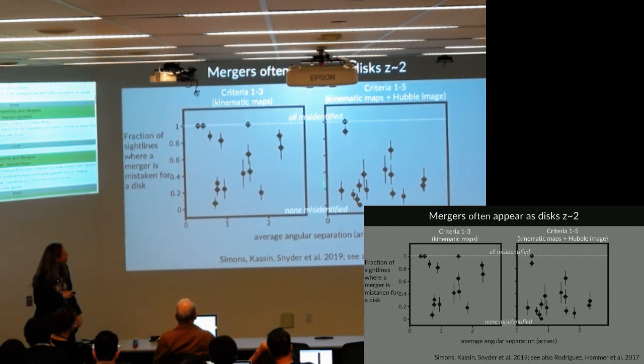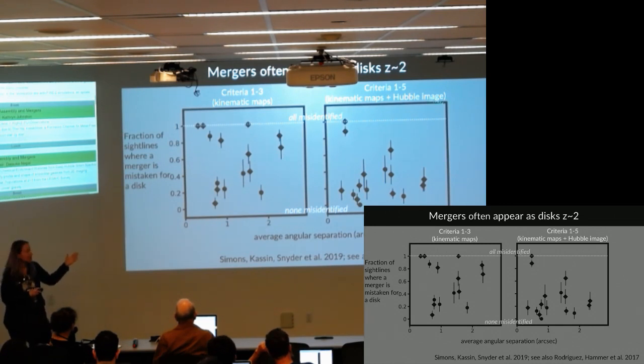Criteria 1 through 3 are commonly used by many observers at high redshift. Throwing in criteria 4 and 5 does improve things quite a bit here, but still I'm not satisfied with this plot.